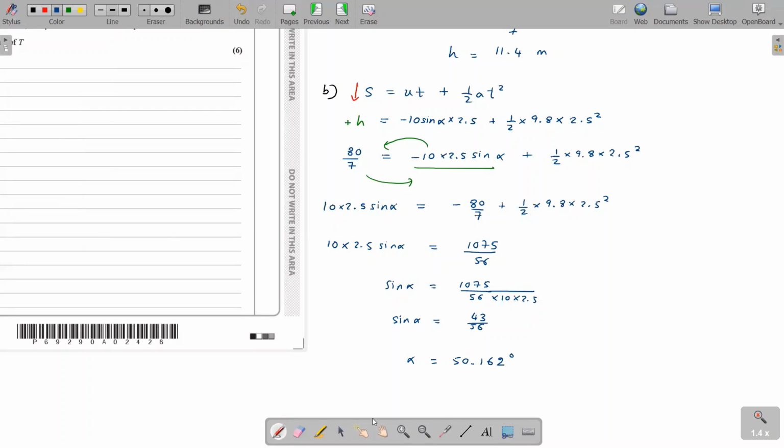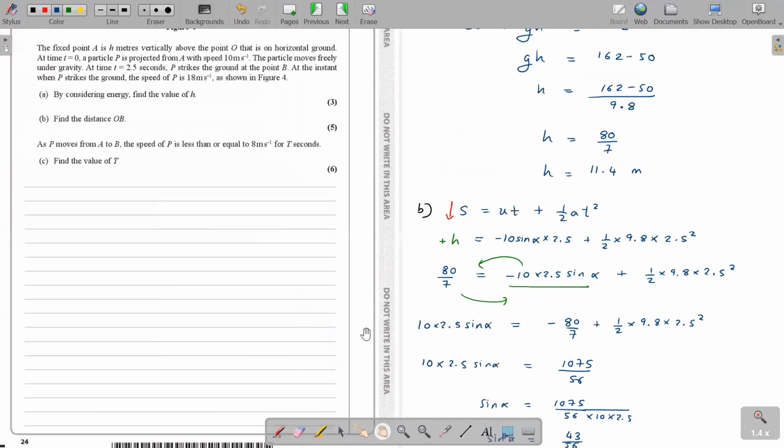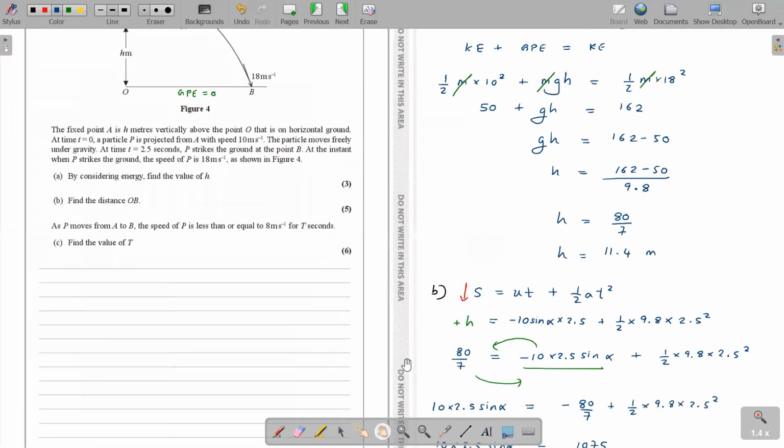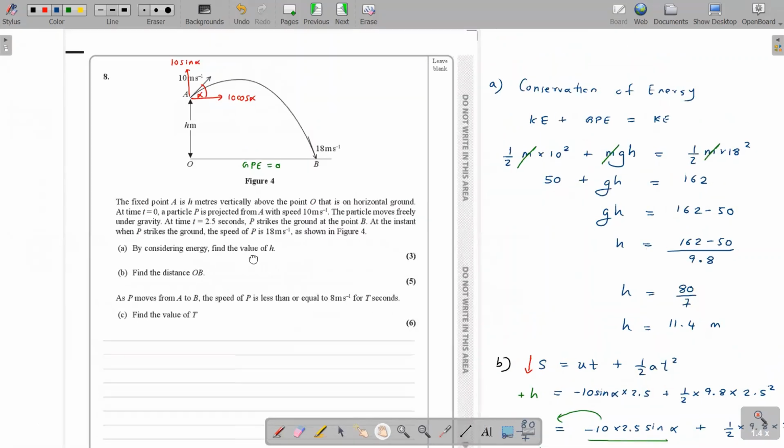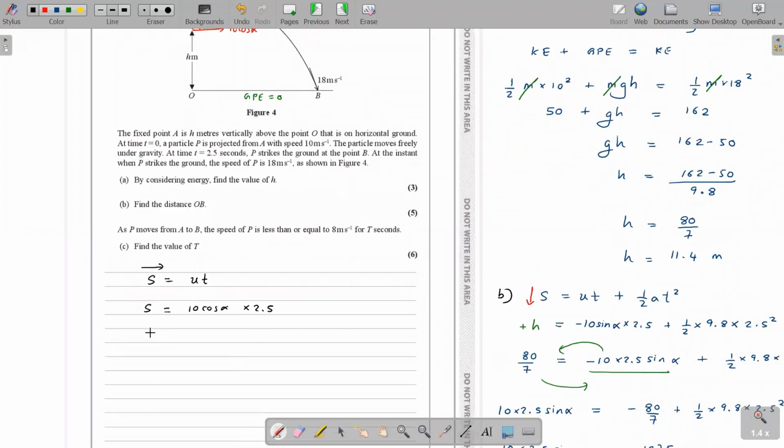Now what we need to do is find the value of the horizontal distance. So how do we find the horizontal distance, the OB distance? We will apply S equals UT horizontally, then you won't get an acceleration. So U is 10 cos alpha because we are applying it horizontally. The horizontal component of velocity is 10 cos alpha. Time is 2.5. Okay, so here we get S equals.